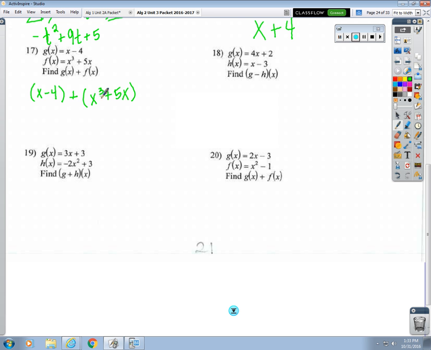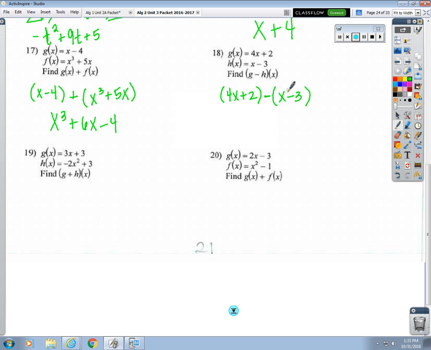So when you did that, you should have ended up with x cubed plus 6x minus 4. Is that what you got? Yes. That is a cubic trinomial. Okay, number 18, they wanted you to take the g function, which is 4x plus 2, and the h function, which is x minus 3, and subtract them.